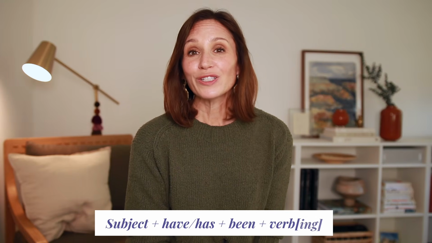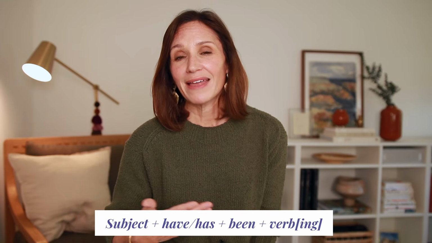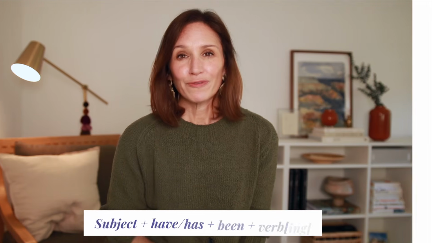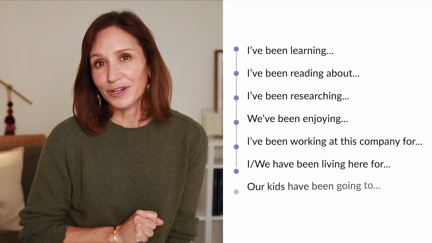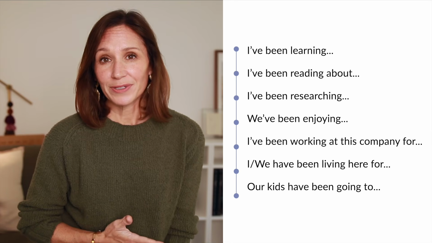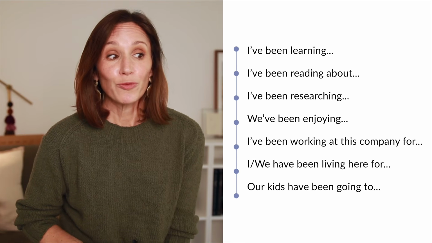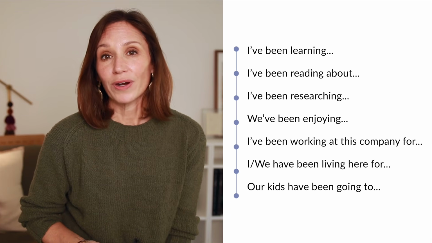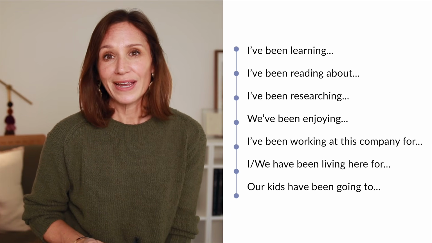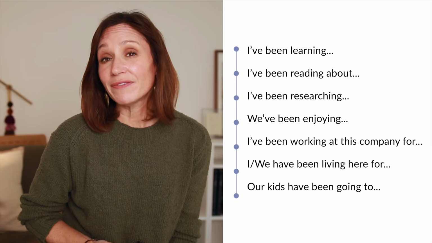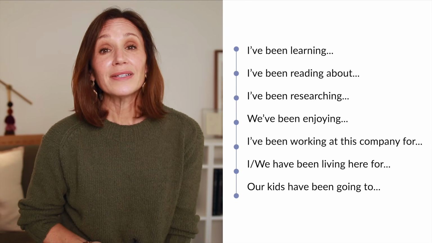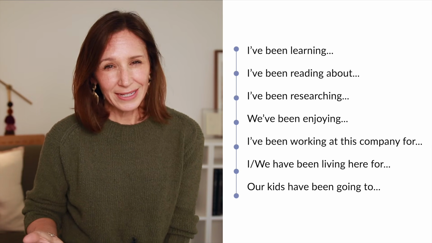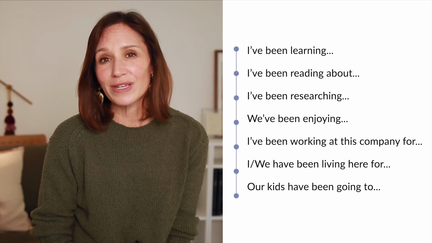To use this verb tense correctly, we need to keep this structure in mind. The verb has or have, followed by been, and then a verb in the ing form. For example, I've been learning. I've been reading about. I've been researching. We've been enjoying. I've been working at this company for 8 years. We've been living here for. And our kids have been going to that school for 3 years.